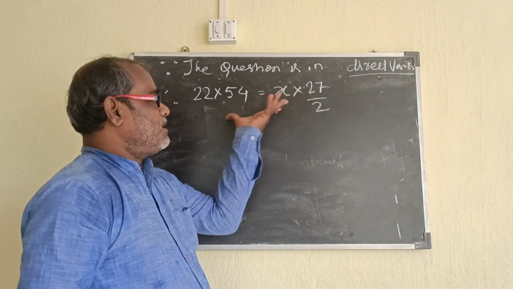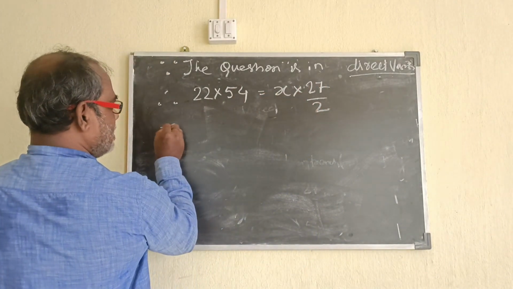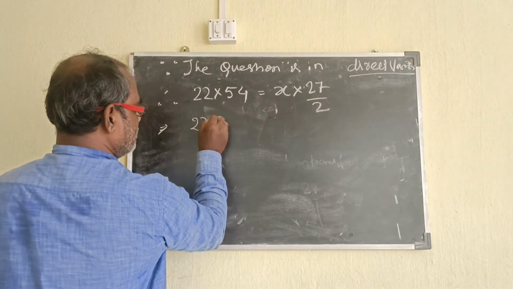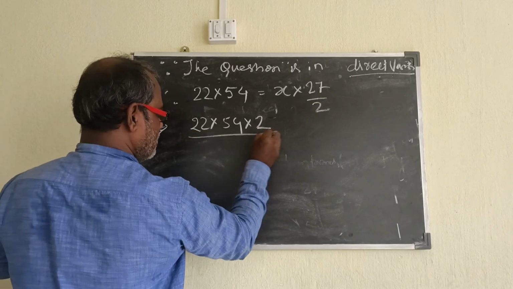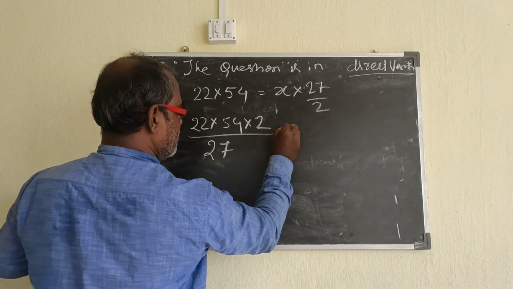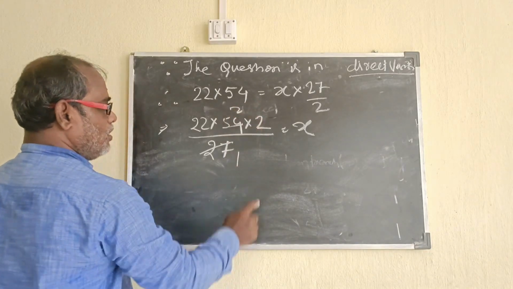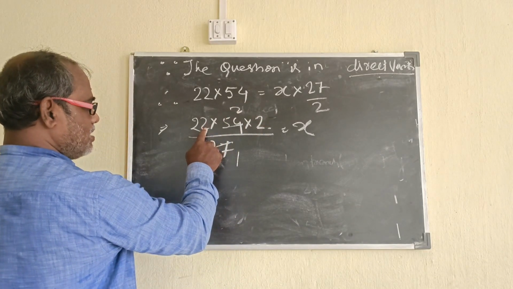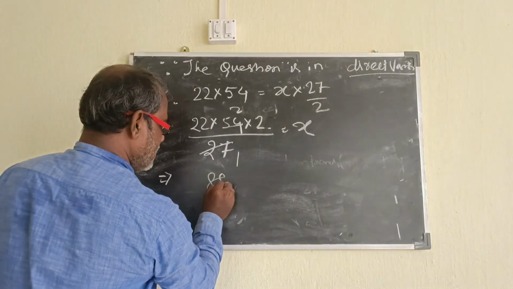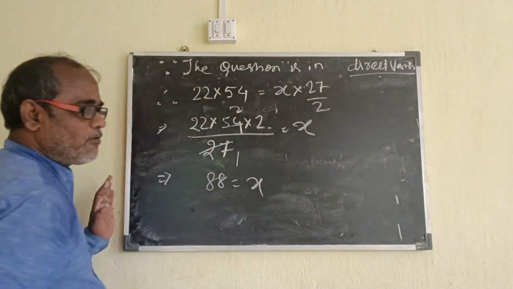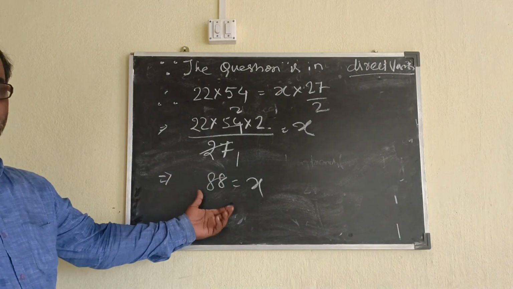Now from here, it's a very simple calculation. Bring this 27/2 to this side, we get 27 ones are 27, 2 twos are 4, 4 twos are 8, 4 twos are 8. That means 88 is equal to x. So the number of persons needed is 88. Okay?